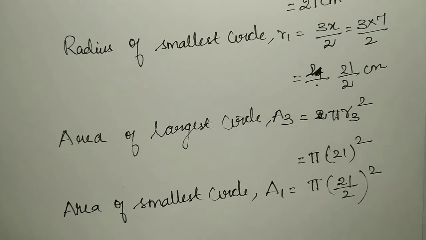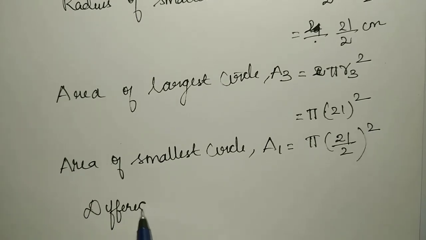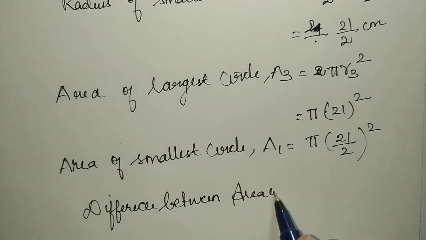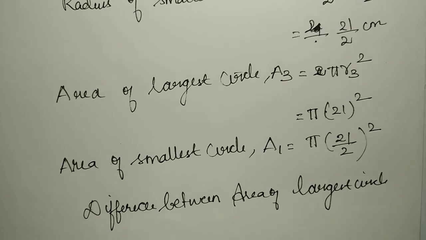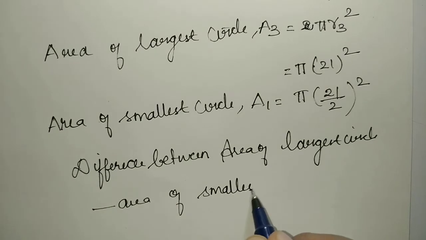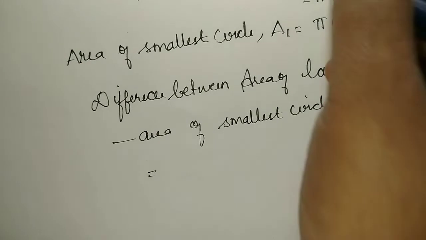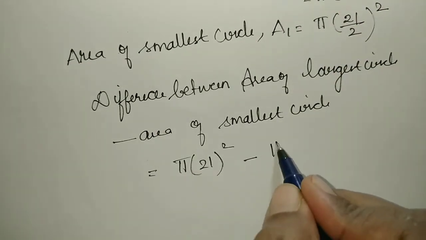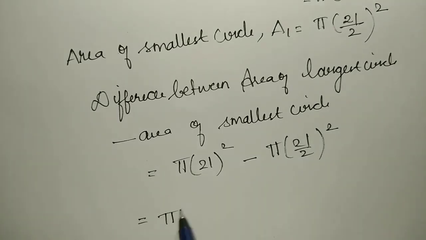Okay, so they have asked to find the difference between the area of the largest circle minus the area of the smallest circle. Difference means you have to subtract. Which is the largest circle area? Pi 21 square minus pi into 21 by 2 the whole square. So take pi common.